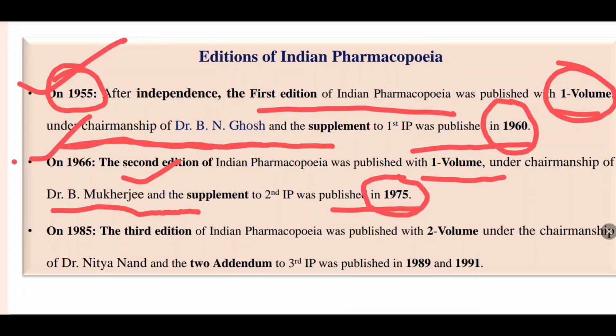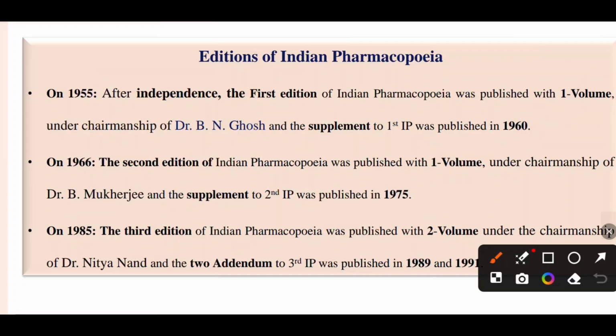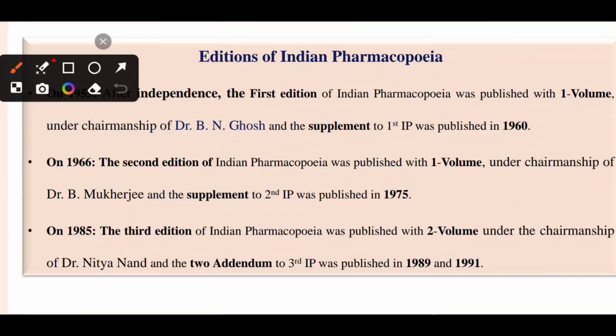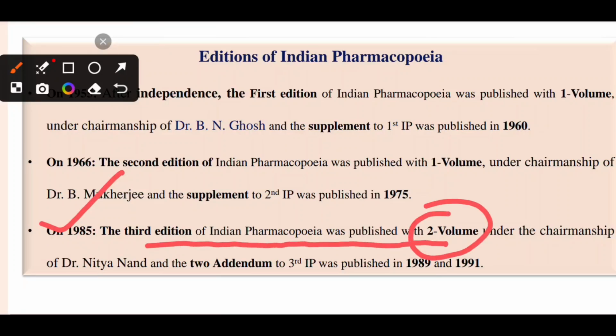Then in 1985, the third edition of Indian Pharmacopoeia was published with two volumes, under the chairmanship of Dr. Nityananda, and two addenda were published in 1989 and 1991.